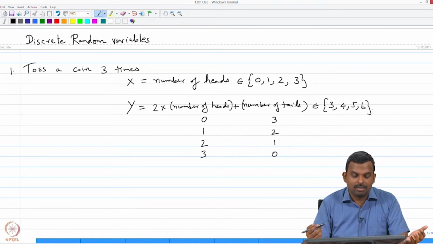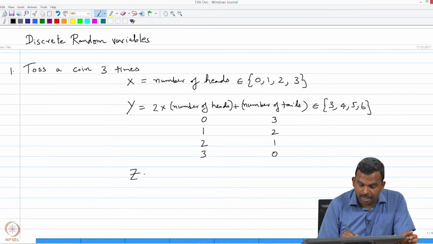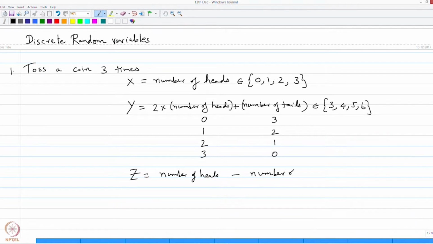So, like this, you can easily convince yourself that you can define as many number of random variables that you like. So, for instance, you might want to define a random variable z, which is number of heads minus number of tails, right. So, what are the kind of values that it could take? It can take -3, it can take the value -1, it can take the value +1, it can take the value +3. Okay. Do you agree? Again, go back to this table. Number of heads could be 0, in which case number of tails would have become 3. Number of heads could be 1, in which case number of tails would be 2. Number of heads could be 2, in which case number of tails would be 1, etc.